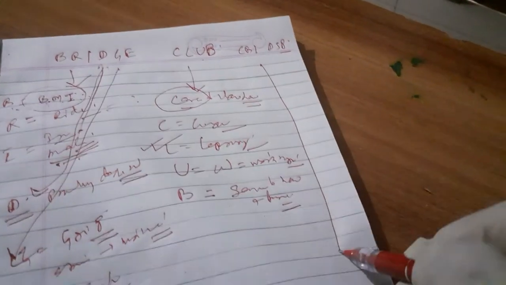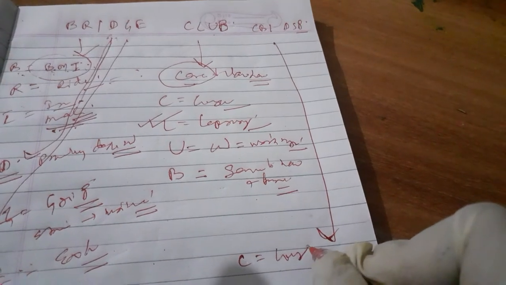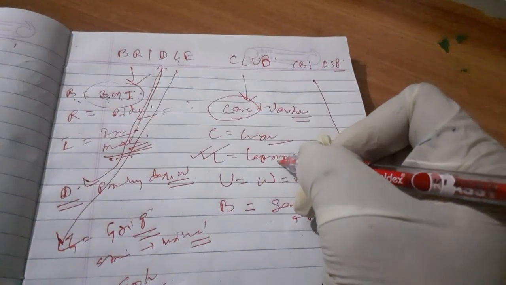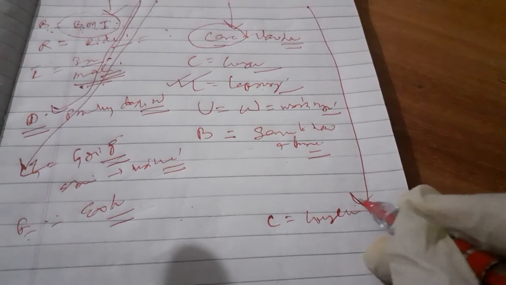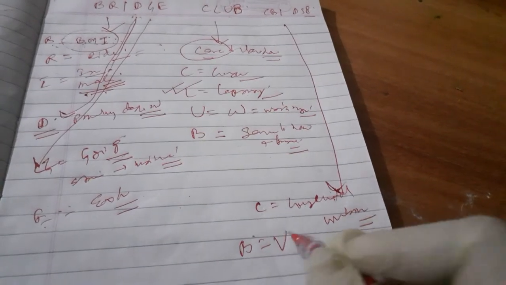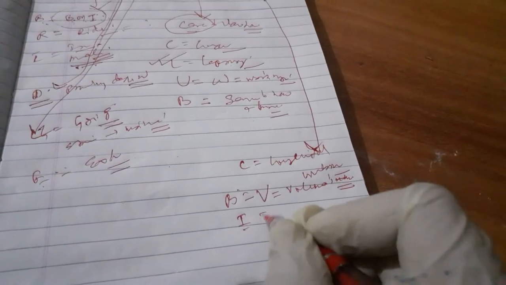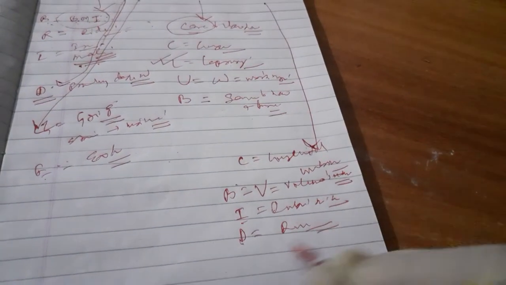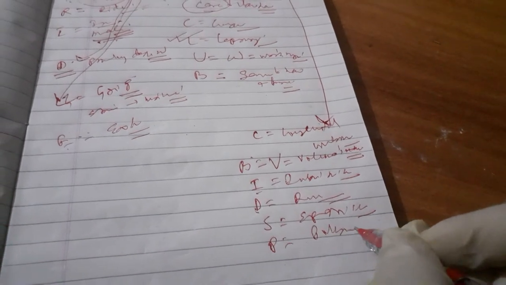Now come to the CBI DSP. This is the differential diagnosis. C for congenital, can be congenital contracture. B sounds very much like V, so Volkmann's ischemic contracture. I for intrinsic muscle contracture. D for Dupuytren's contracture. S for spastic hand. P for polyneuropathy.